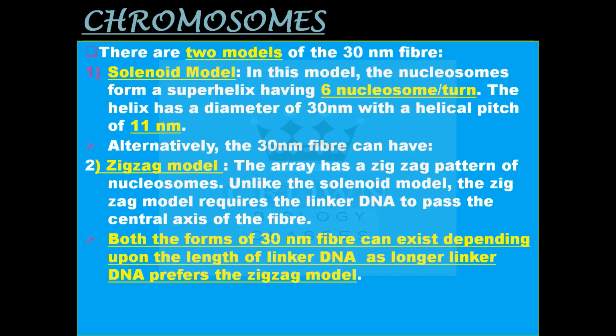The zigzag model requires the linker DNA to pass the central axis of the fiber, unlike the solenoid model, which does not require the linker DNA to pass the central axis of the fiber. So both forms of 30 nanometer fiber can exist depending upon the length of the linker DNA. Longer linker DNA prefers the zigzag model, as the linker DNA has to pass through the central axis of the fiber.